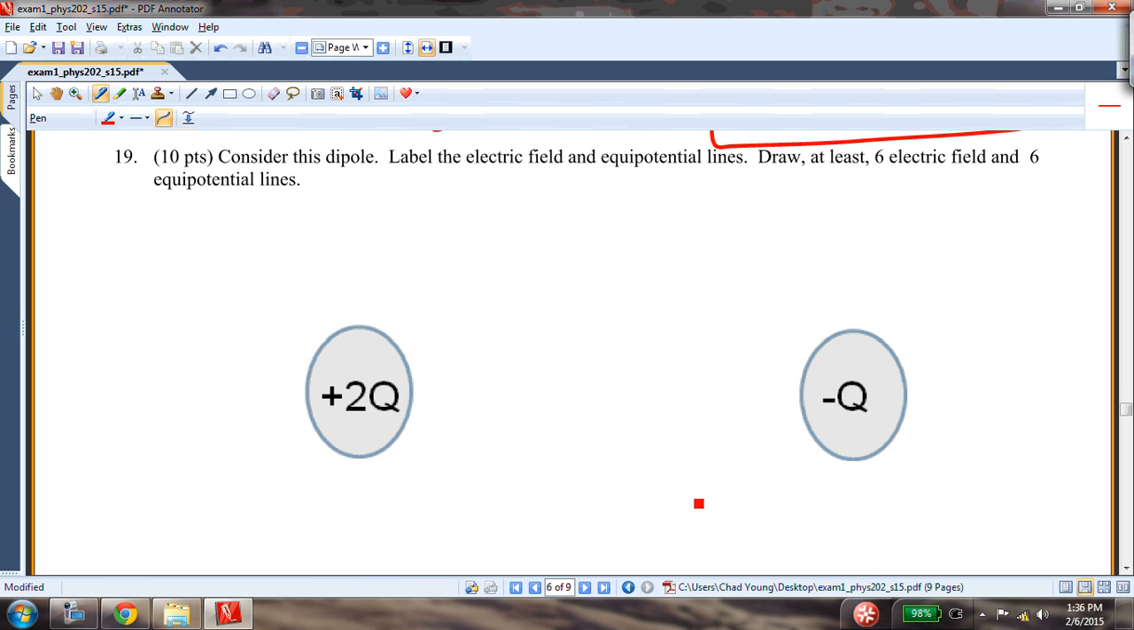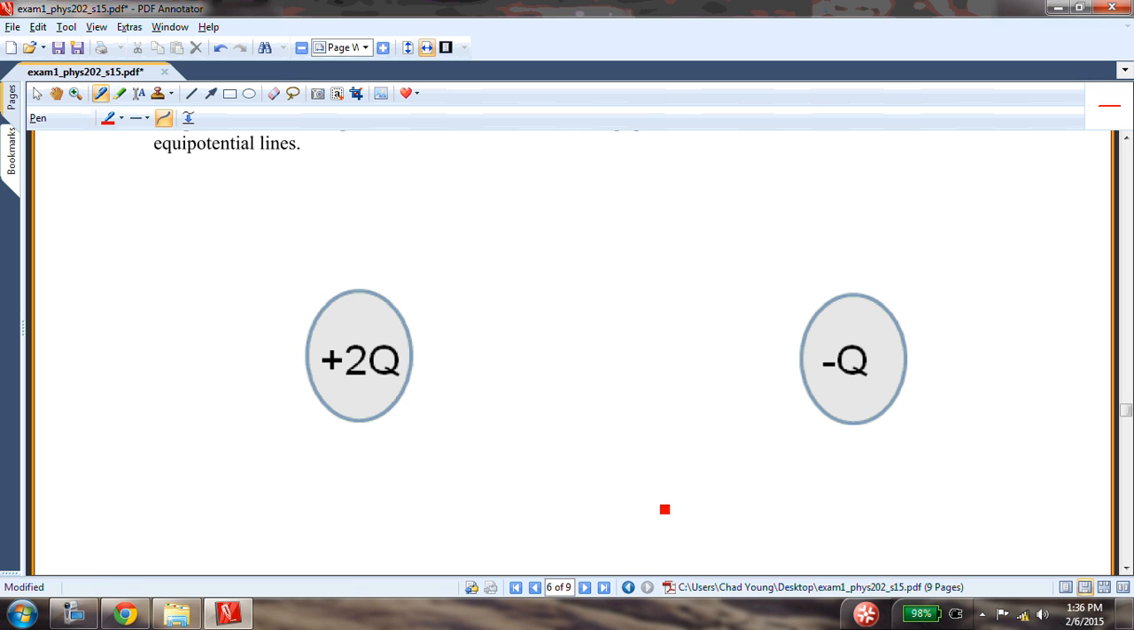Consider this dipole. Label the electric field and equipotential lines. 6 field lines and 6 equipotential lines. Actually, we can just do 4, it's fine. I'm just going to do 4 here.